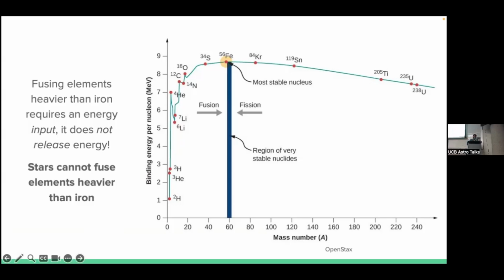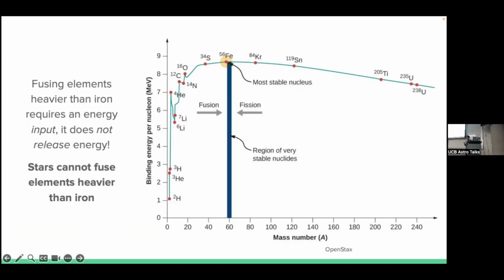Awesome. All right. So we've run into a bit of a problem here. We can't really have stars producing these very heavy elements through nuclear fusion. So what are we going to do now? We're kind of stuck.